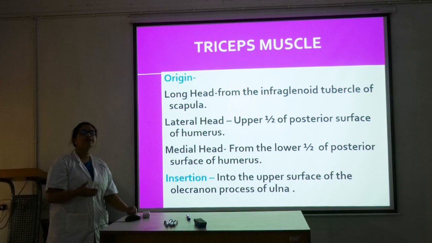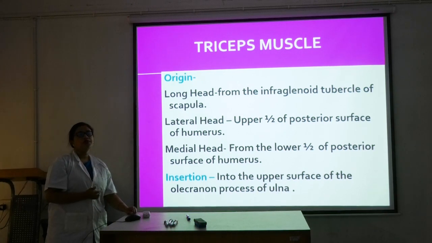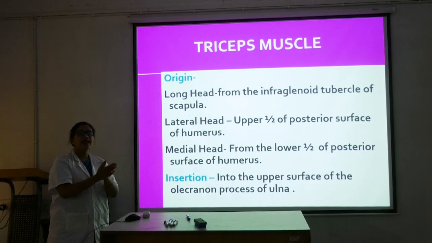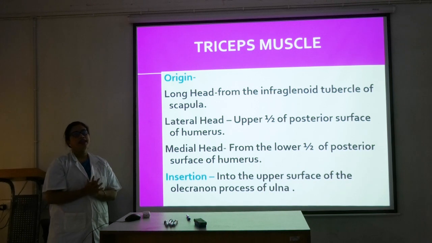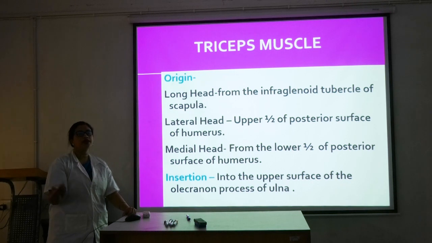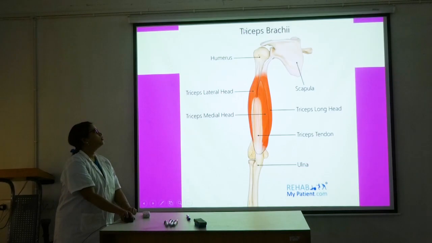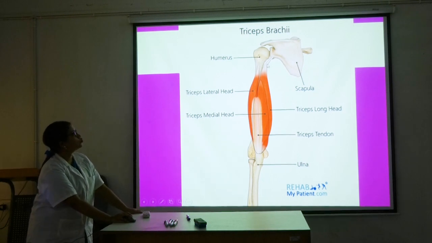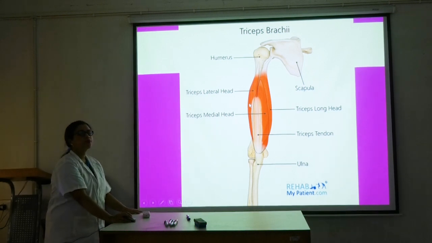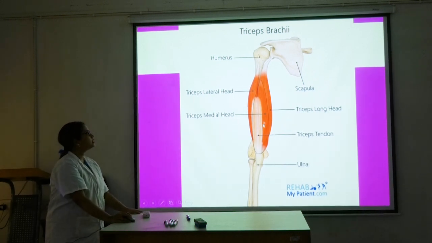Okay, so which one is the deepest? The medial head. This medial head would be completely covered by the lateral head. Understood? So to get to the medial head, in the dissection you will have to take out the lateral head. So see, this is the muscle. You could see the origins. First is the infraglenoid tubercle, and the lateral head is coming from the upper half, and the medial one is coming from the lower half, and this is making the tendon.